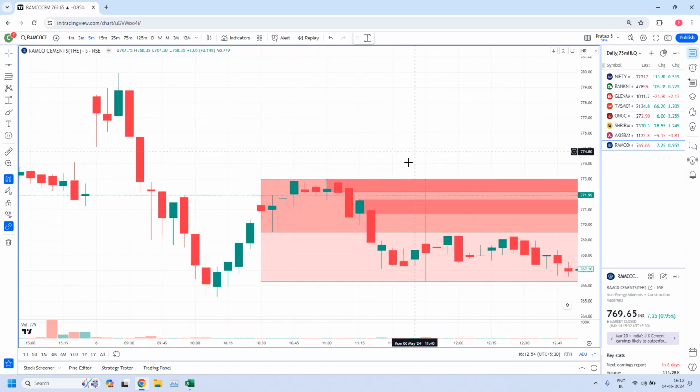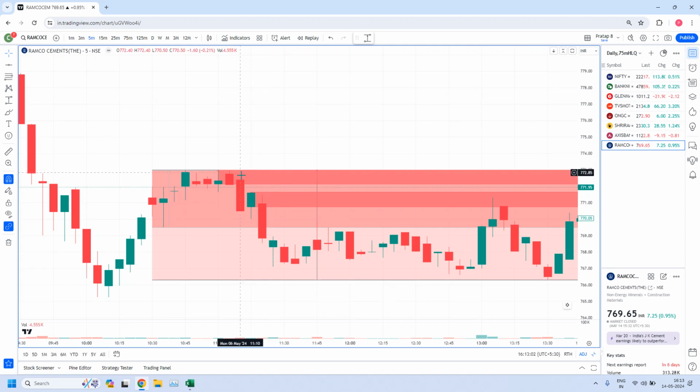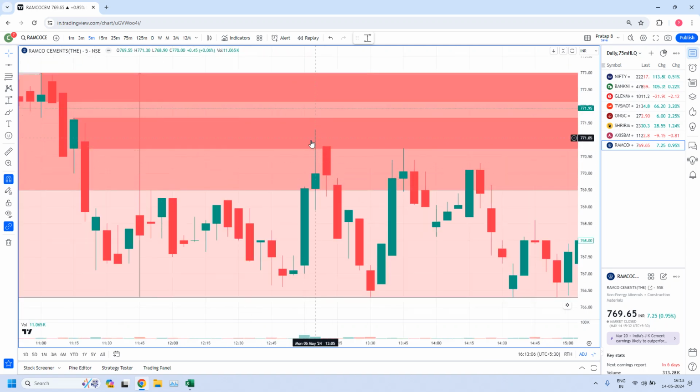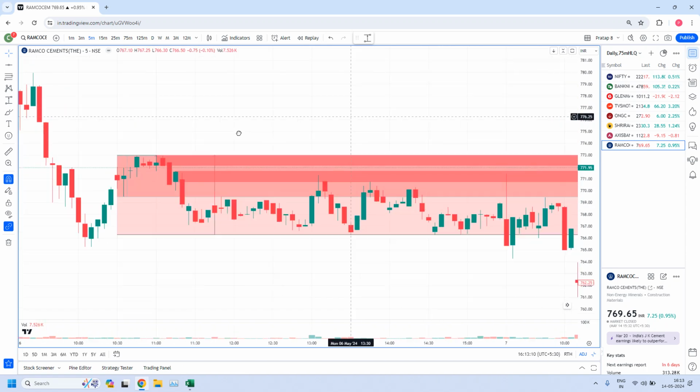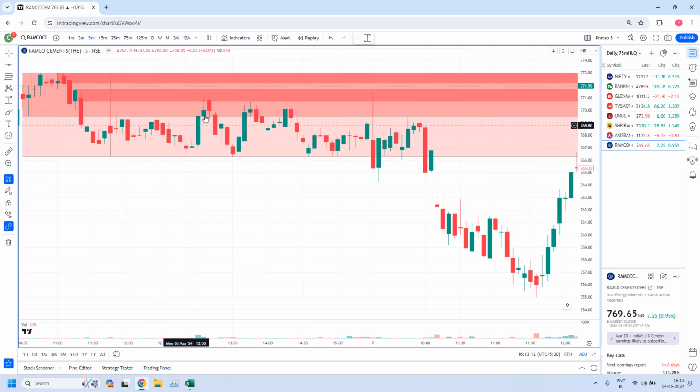Here we have 2 order flows. Rally, 1, 2, 3, 4, 5 base candles. Then 1, 2, 3, 4 base candles and a drop candle. And another one is a drop base drop. This is the high liquidity area. Several times this zone is tested. See here, first time, second time, third time.